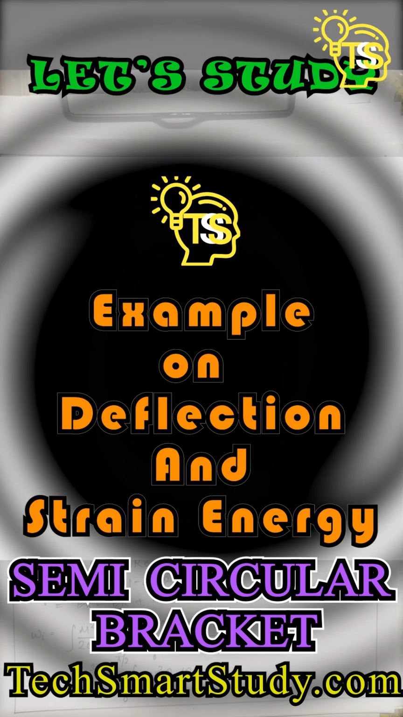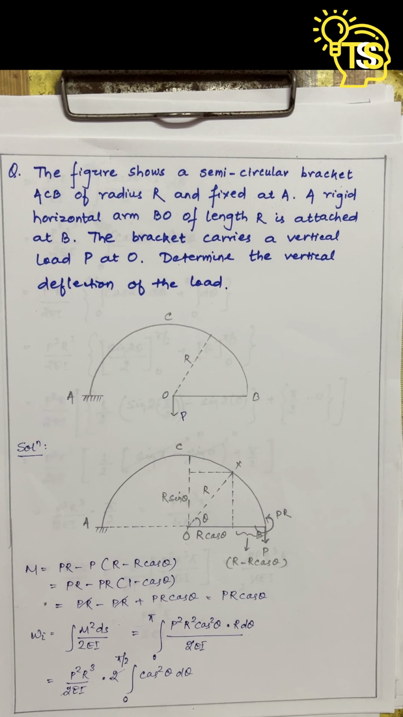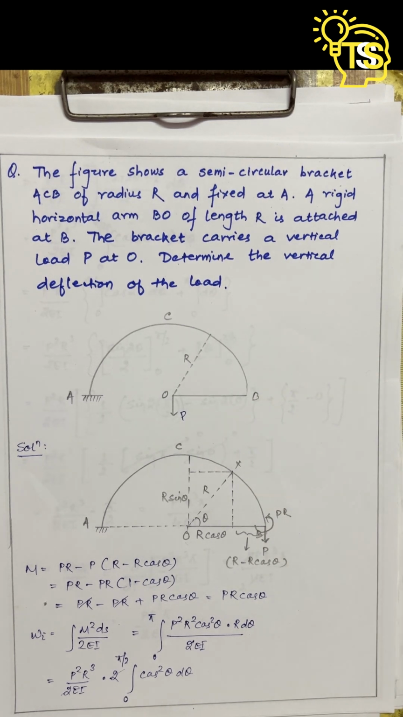Let's solve a problem based on first theorem of Castigliano. The question is, the figure that is given in the question shows a semicircular bracket ACB of radius r and fixed at A. A rigid horizontal arm BO of length r is attached at B. The bracket carries a vertical load P at O. Determine the vertical deflection of the load.